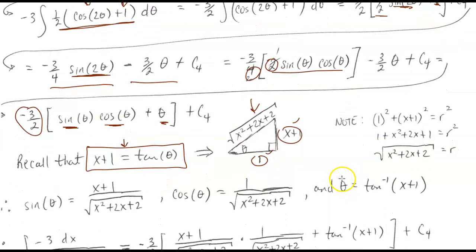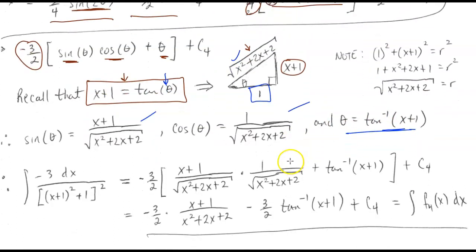And so from there, now that we know what all 3 sides of our right triangle look like, we can now read our triangle and figure out what sine and cosine are in terms of x. Of course, sine is going to be opposite over hypotenuse. And cosine is going to be adjacent over hypotenuse. So that's how we get these 2 answers here. And as I mentioned earlier, theta here is just going to be tangent inverse of x minus 1. So that's what you see here.